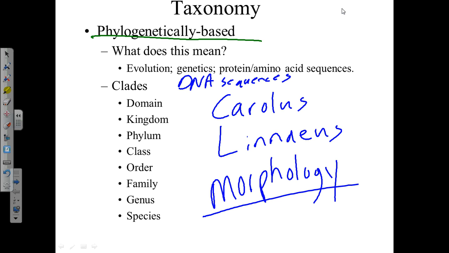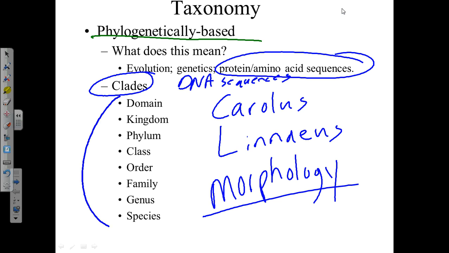They also might compare the same thing by looking at amino acid sequences. So really that's looking at the same thing, right? Because what determines amino acid sequences? DNA sequences. It's really another way of looking at the same thing. In the current classification system, these are what are called our clades, or our groups. Clade is just a word for a group. So those are our different groups, from biggest all the way down to smallest. Domain all the way down to species.